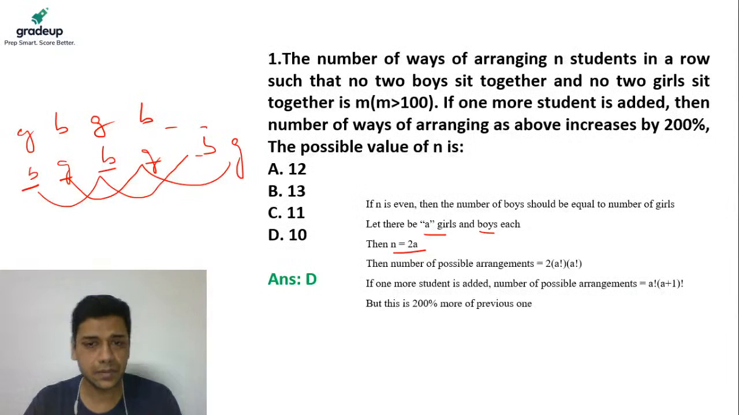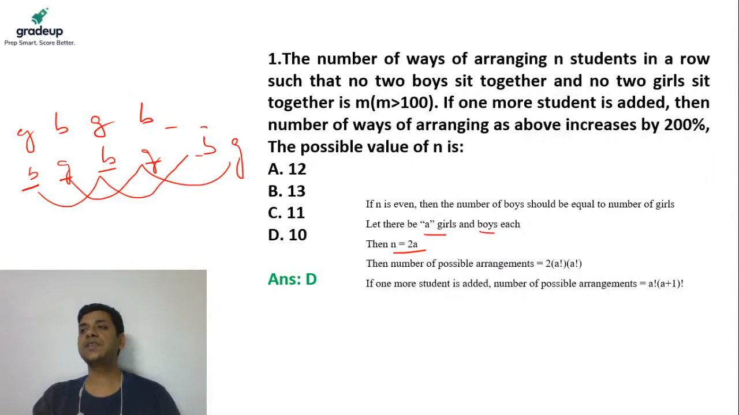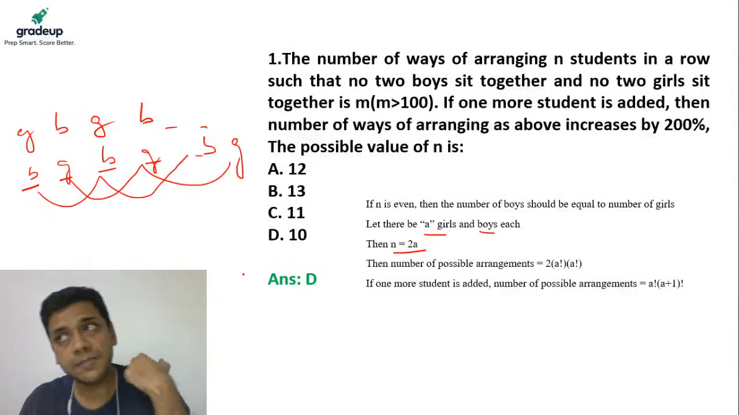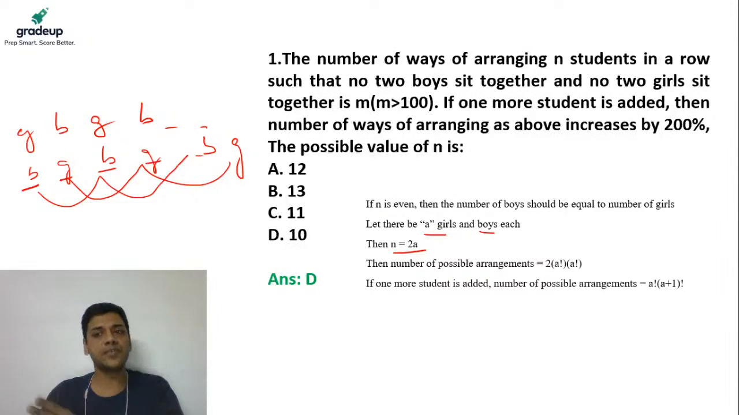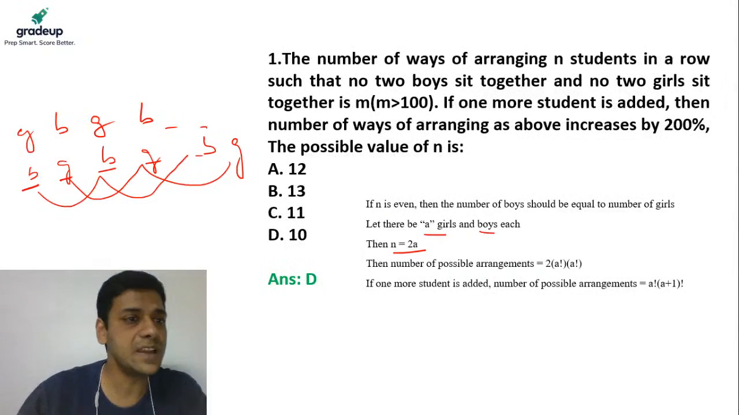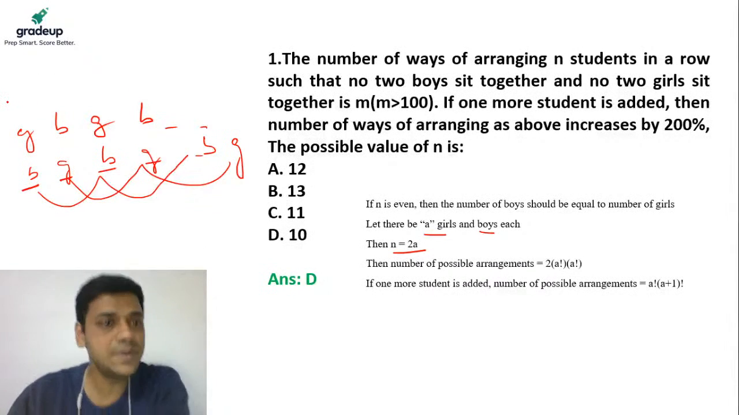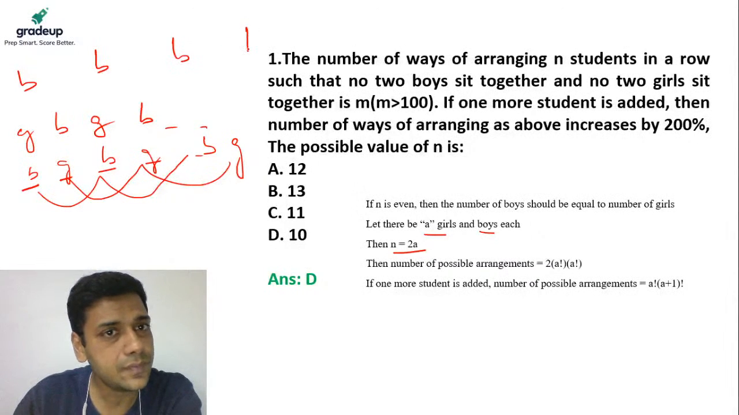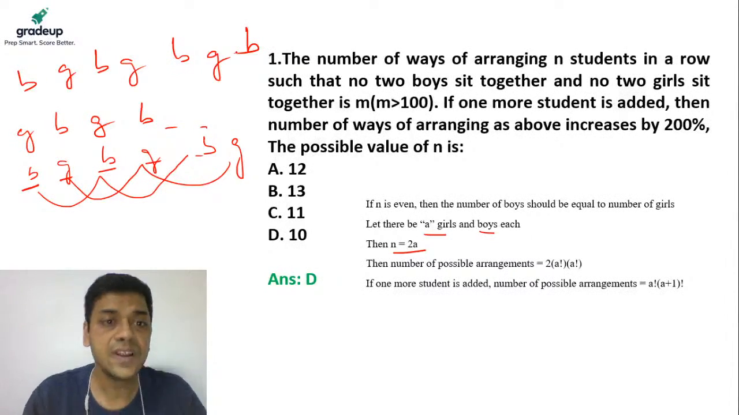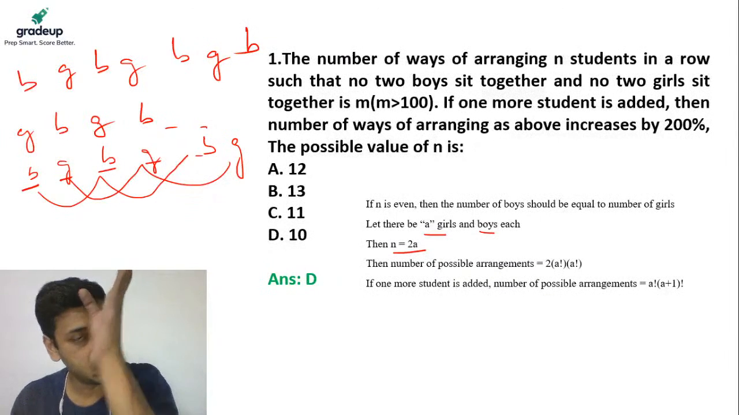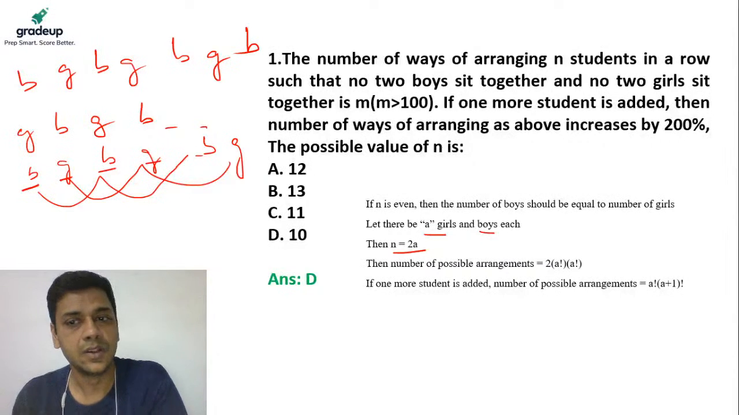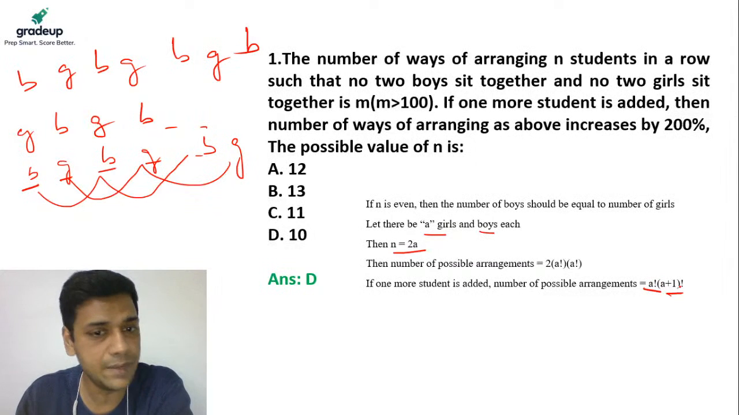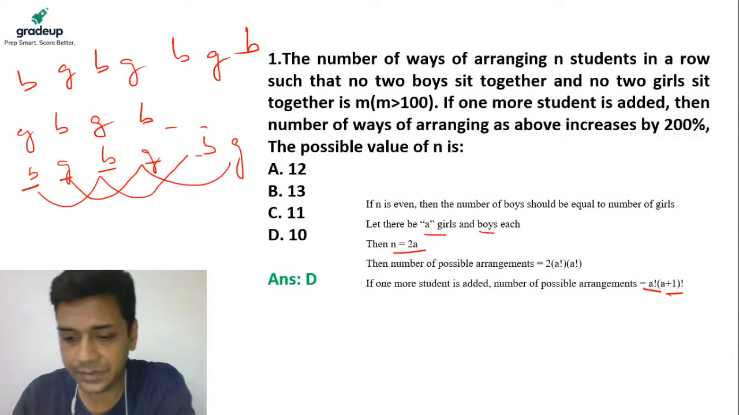Now if there are an odd number of students, what will be the number of ways? Either the number of boys or the number of girls would be more. If boys are more, then boys will take every alternate position starting and ending with a boy. And if girls are more, girls will take the alternate positions starting and ending with a girl. So if there are odd numbers, the number of ways would be A factorial into A plus 1 factorial.